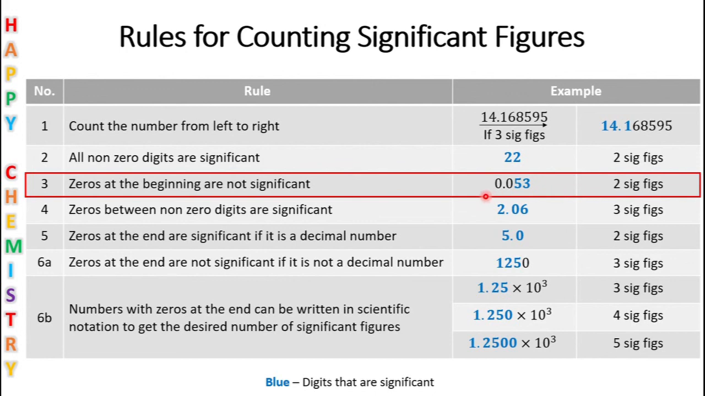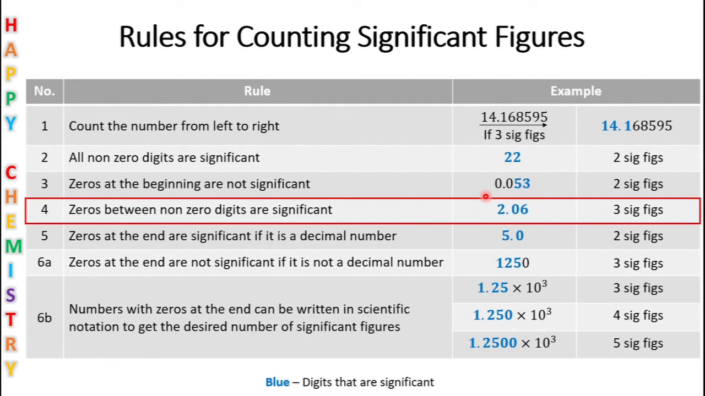Rule number 4. Zeros in between the non-zero digits are significant. Look at the example. The 0 is in between non-zero digits. Therefore, it is significant. Start counting from left. 1, 2, 3. 3 significant figures in the given example.